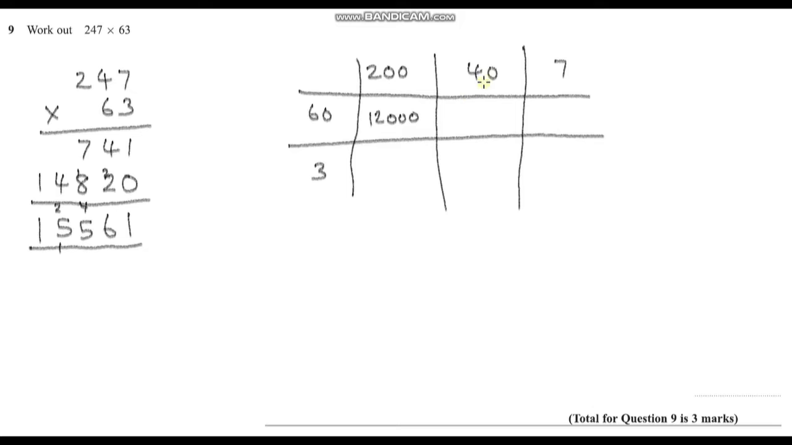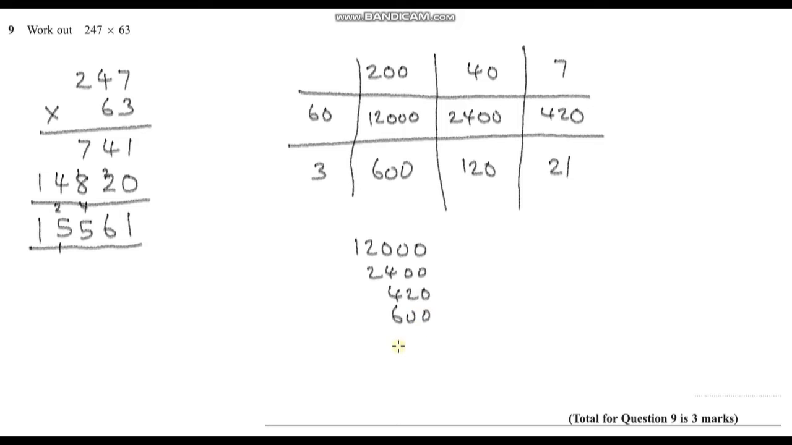40 times 60, or 4 times 6 is 24. And we've got 2 zeros. 7 times 60, 7 times 6 is 42, and we've got 1 zero. 200 times 3, well, that's 600. 40 times 3 is 120, and 7 times 3 is 21. And now we just need to sum all of these together. So we've got 12,000, 2,400. Make sure you line up your place values correctly. We've got 420, 600, 120 and 21.